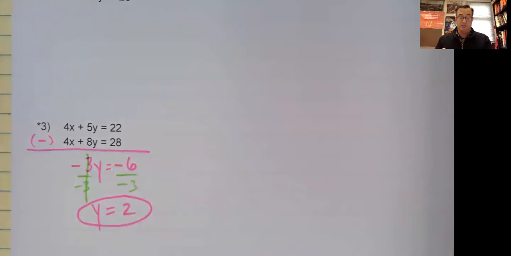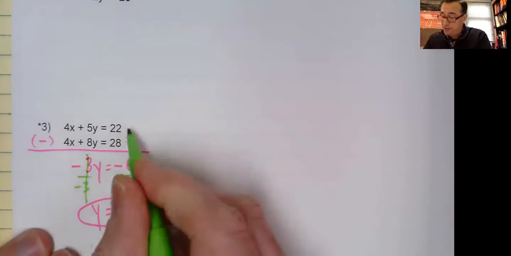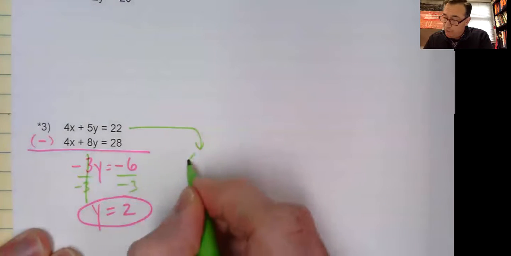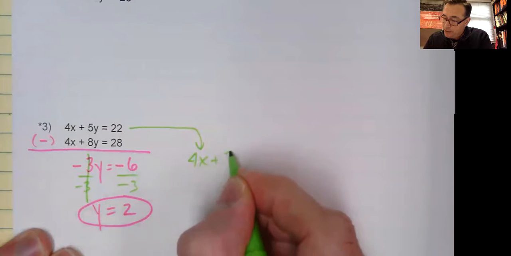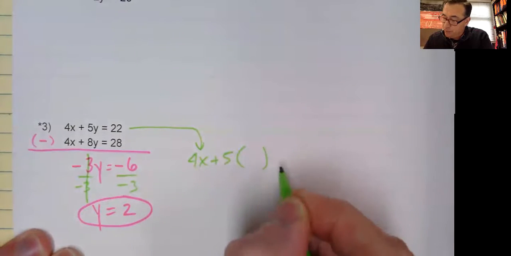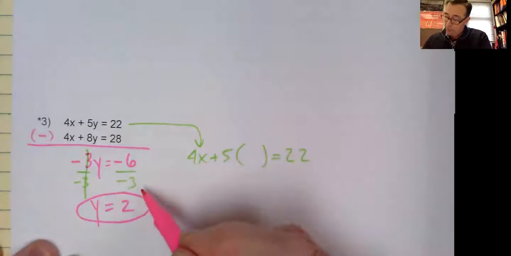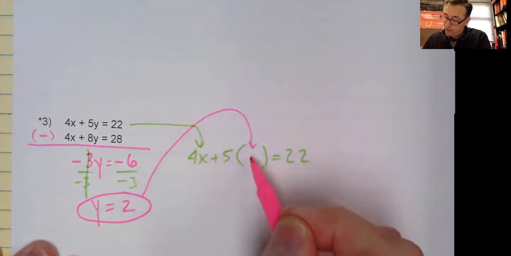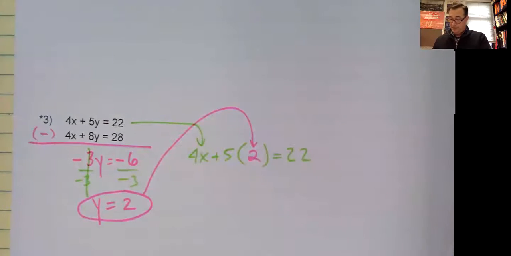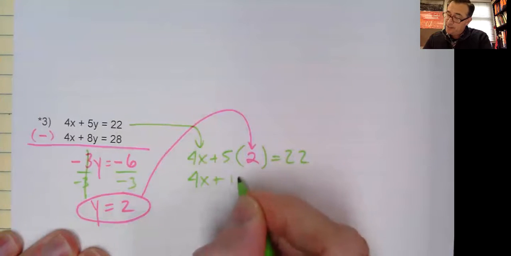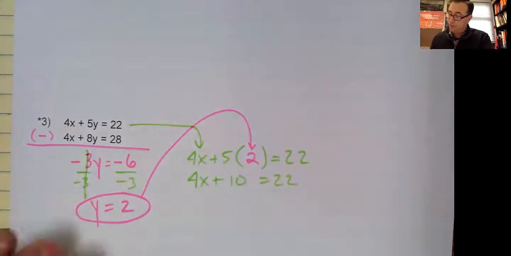Now it's exactly the same thing that I did the last time. Pick an equation, and it really doesn't matter. I'll do the top one because there it is. Plugging in the y for the 2, so we know 4x plus 5, put parentheses for y, is equal to 22. Then now I will substitute that 2 in for the y because I just solved for it. And now it's time to do your math. So we got 4x plus 10 is equal to 22.